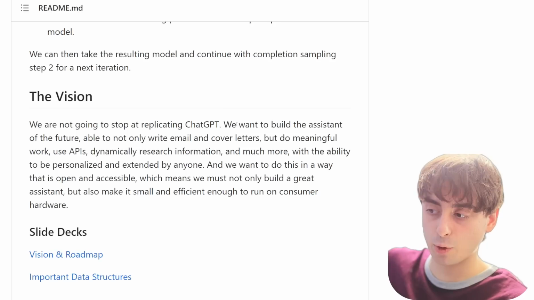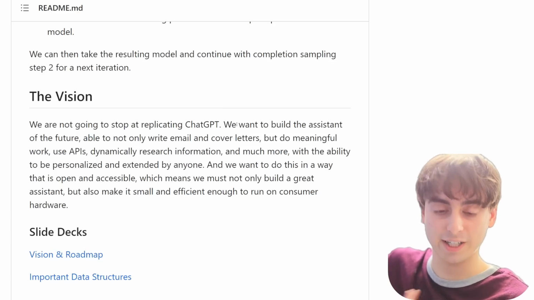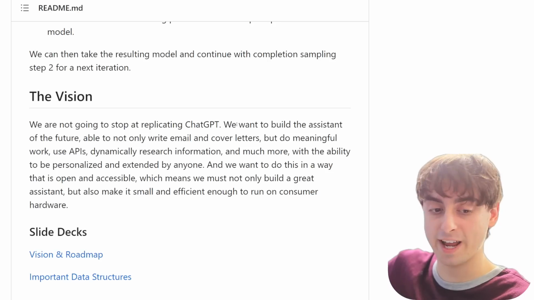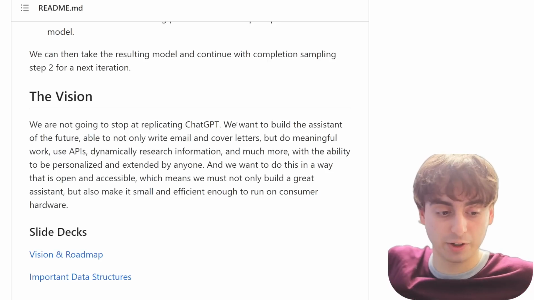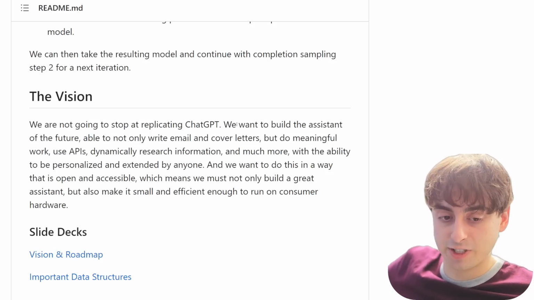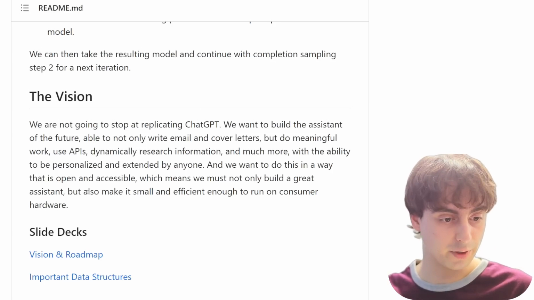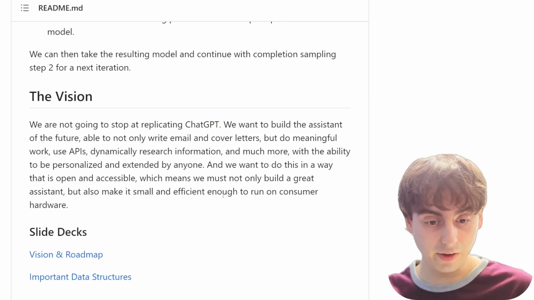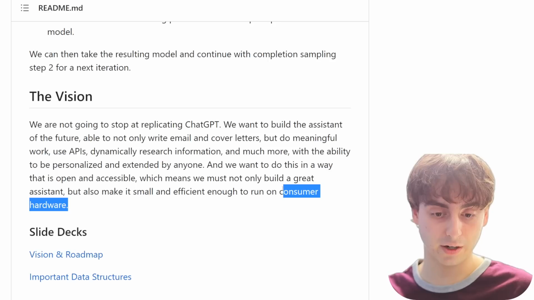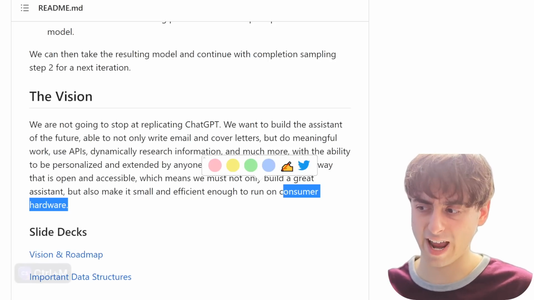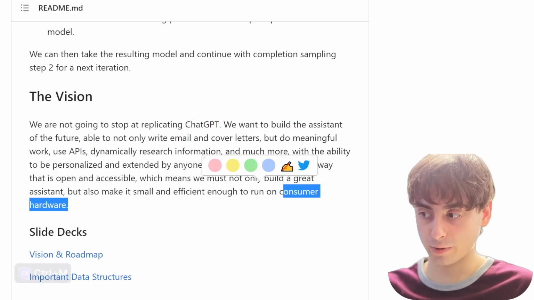This is cyborg level stuff here, where it's going to be an extension of you, your own personal AI assistant, or your own personal AI extension of yourself. And again, they want to do it in a way that is open and accessible, which means not only to build a great assistant, but also make it small and efficient enough to run on consumer hardware. Obviously, this is not really where they're at just yet, and hardware is going to get better in the future.